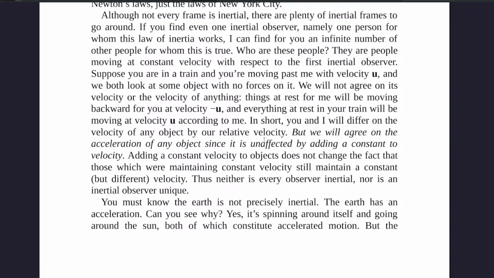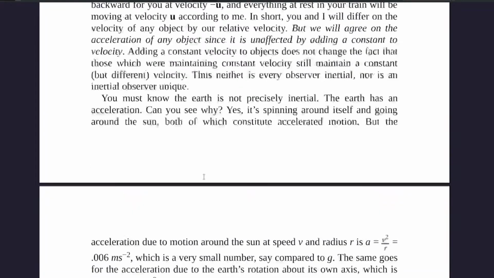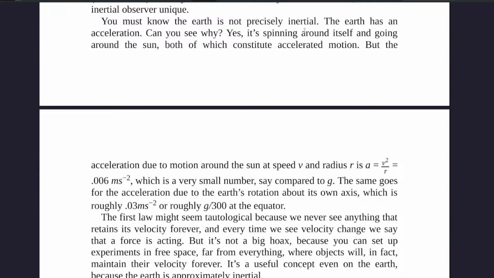We will agree on the acceleration of any object since it is unaffected by adding a constant to velocity. Adding a constant velocity to objects does not change the fact that those which were maintaining constant velocity still maintain a constant but different velocity. Thus, neither is every observer inertial, nor is an inertial observer unique. You must know the Earth is not precisely inertial. The Earth has an acceleration.